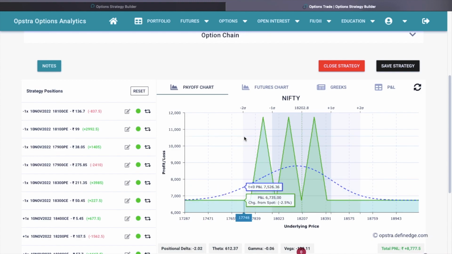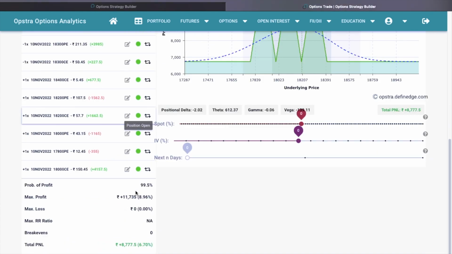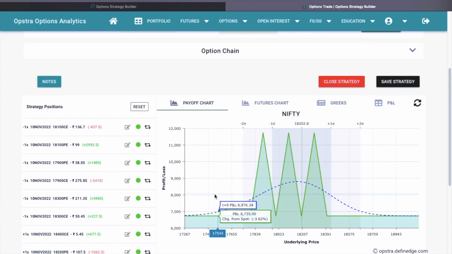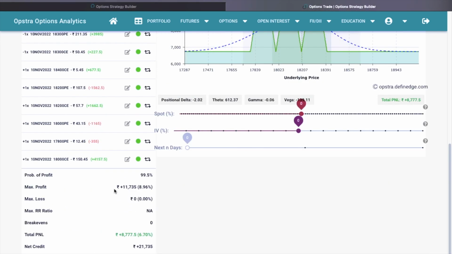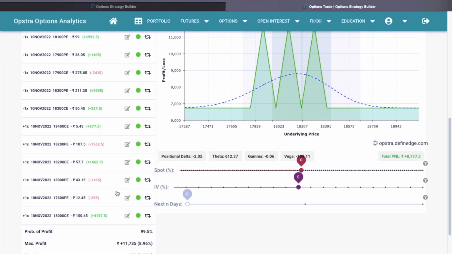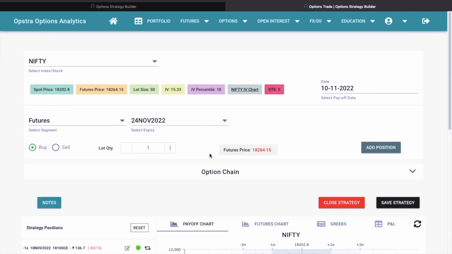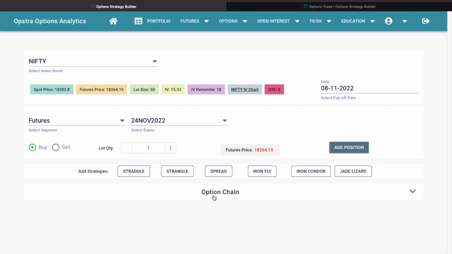With this position, the person can have a minimum profit of 6,735, and based on the Nifty expiry, the max profit can go up to 11,735, and this is only for one lot. I have shown this example. Now I will start from the beginning.